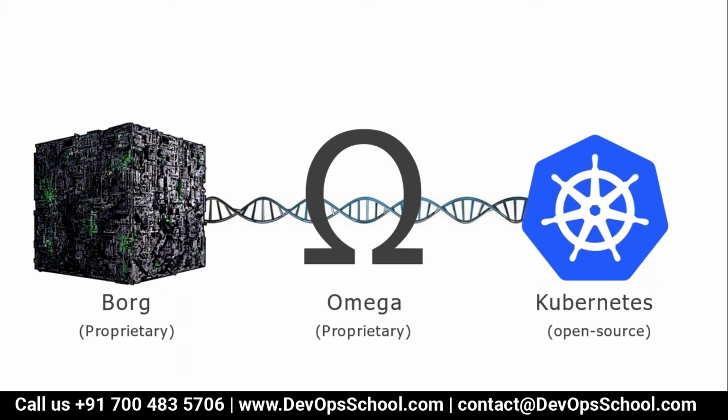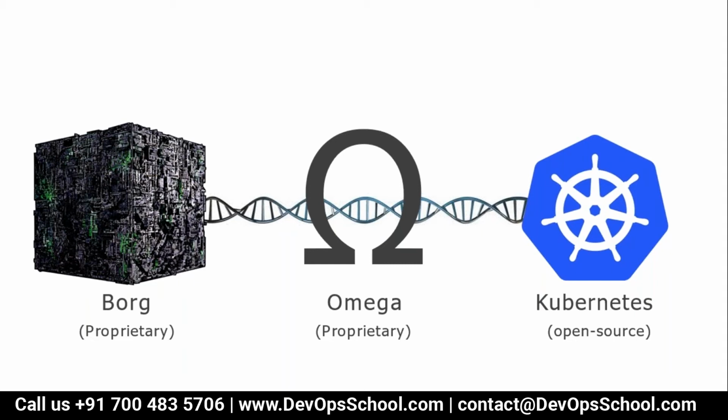Why? How come? Because of Borg or because of Omega? So yes, Borg and Omega is a platform on which Google runs their applications. It's a proprietary tool, Google's proprietary tool. Not much information is available in the public domain, but still you can find lots of blogs, so you can read it if you have interest.